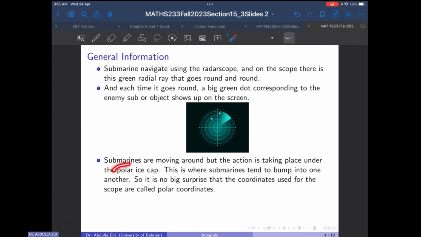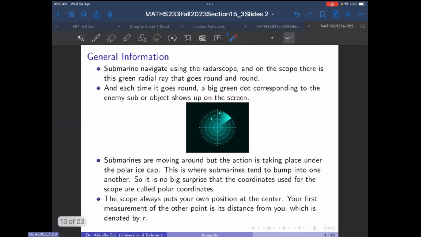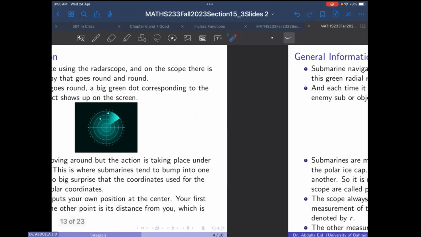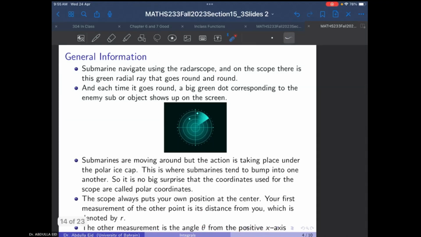And of course, usually submarines go under the water, especially in the polar regions. If you go to the North Pole or the South Pole, you need to go under the ice cap. And that's what we call the polar ice cap. This is just a bit of history for your information. And this is always how the scope will work. Find the angle and then move all steps in that angle. Of course, don't forget that theta will be measured in radians and r will be measured as a positive number.